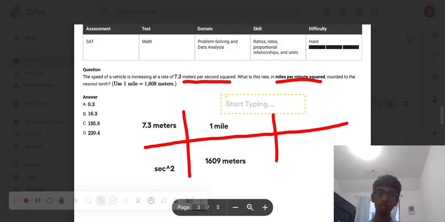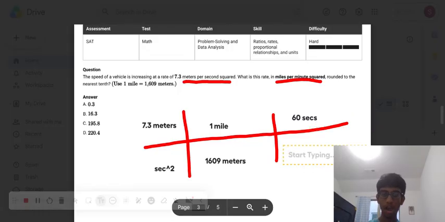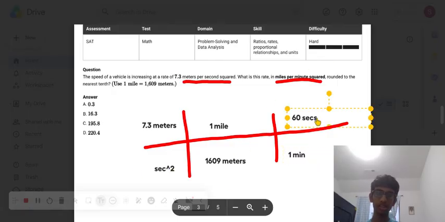And then what we know is that 60 seconds is 1 minute. However, we have a problem, right? Because we have seconds squared, not seconds. So to get seconds squared, what we would need to do is multiply it times 60 again. So 60 times 60 seconds squared in 1 minute squared, and this would be equal to 3600 seconds squared per minute squared.